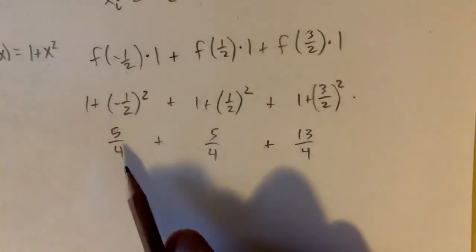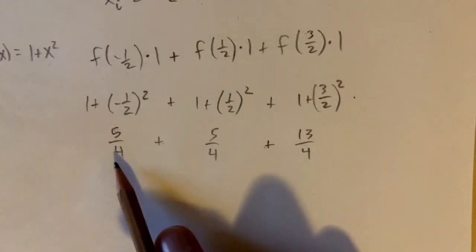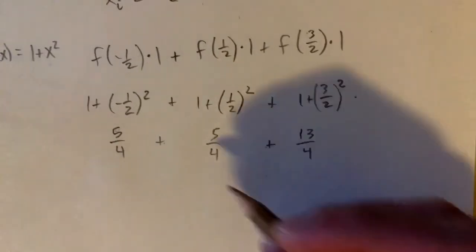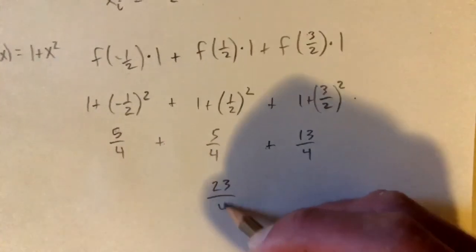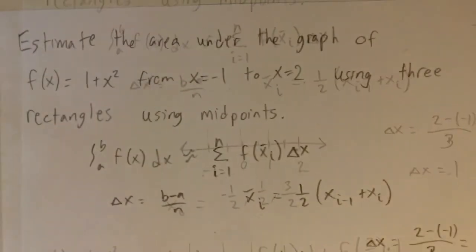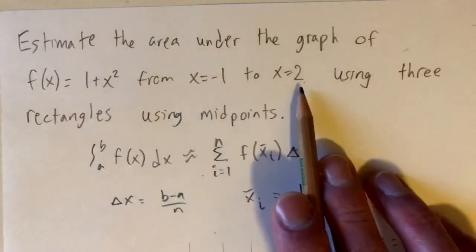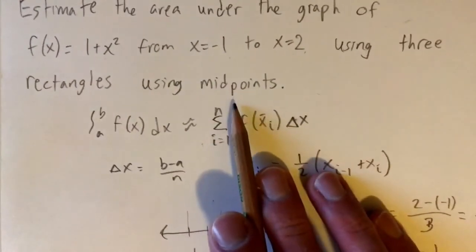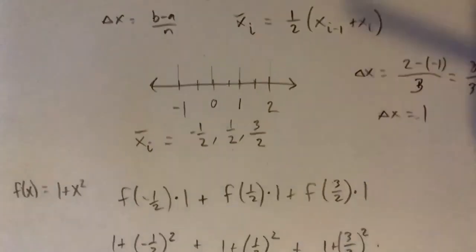So then we just need to sum up these three terms. 5/4 plus 5/4 is going to be 10/4, plus 13/4 is going to be 23/4. So our approximation of the area under this curve from x equals -1 to x equals 2 using the midpoint rule is going to be 23/4.